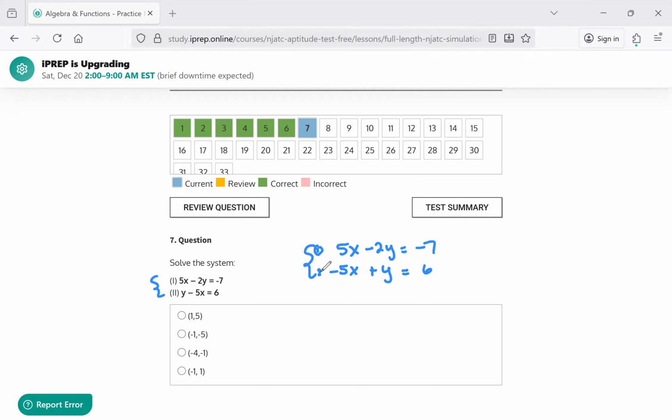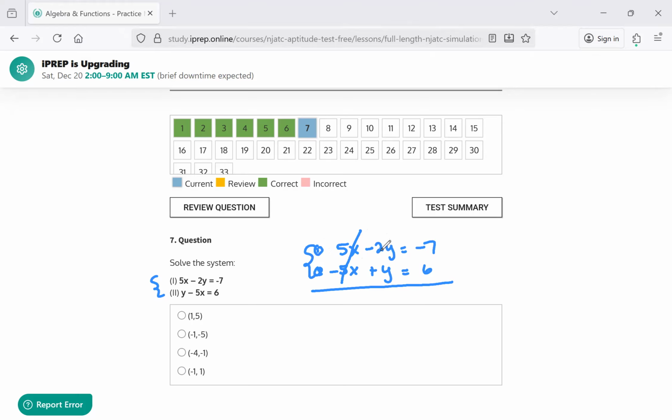Here's equation one, here's equation two. Now, do you see that there's a letter that cancels immediately? That would be the x's. So usually with elimination, to get rid of a letter, you have to multiply one or both equations by a number, but the x's cancel immediately. So if you add them up vertically, the x's cancel.